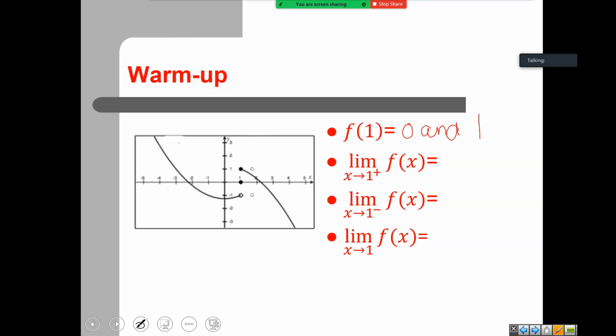Okay. And then for the next part, it says the limit as x approaches 1 from the right. So we're going to trace our graph from the right. And we get... then the limit as x approaches 1 from the left. And the limit as x approaches 1.